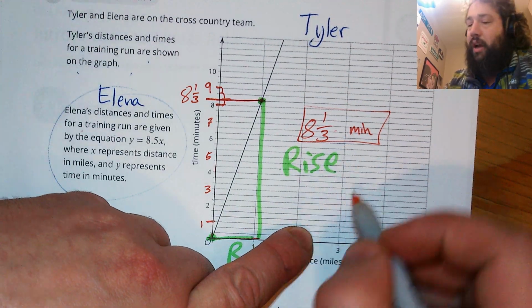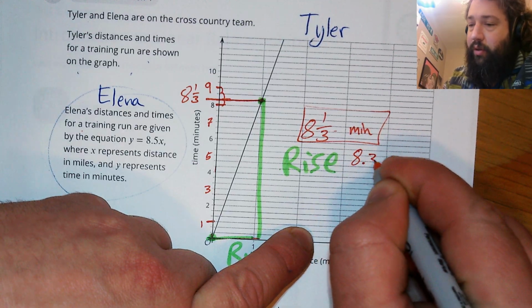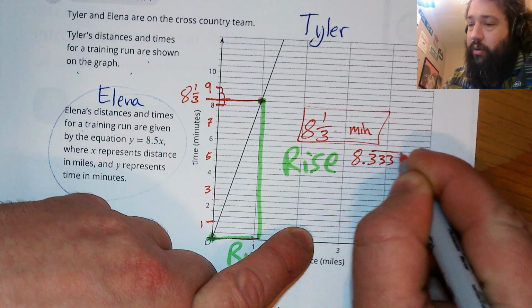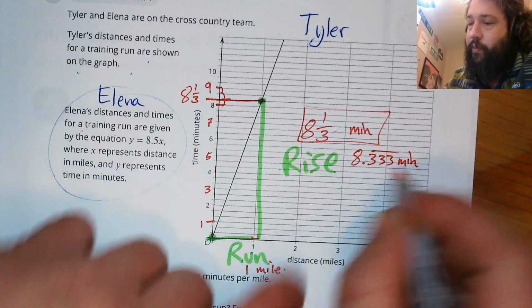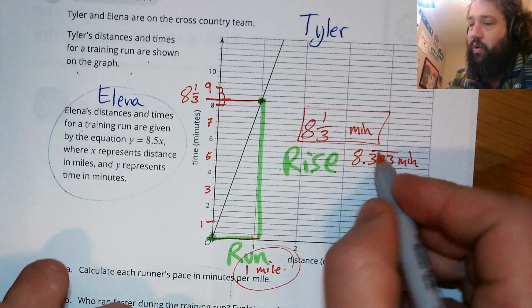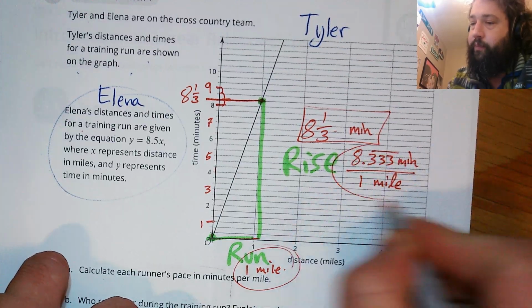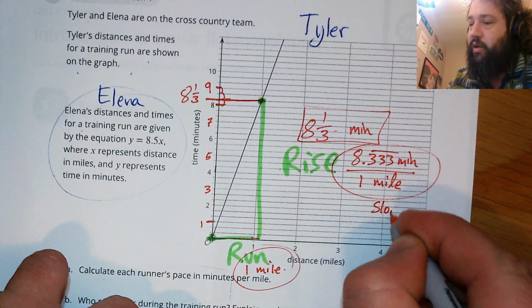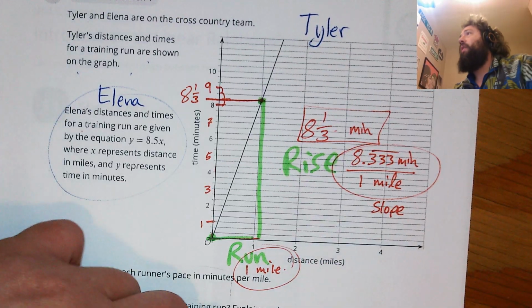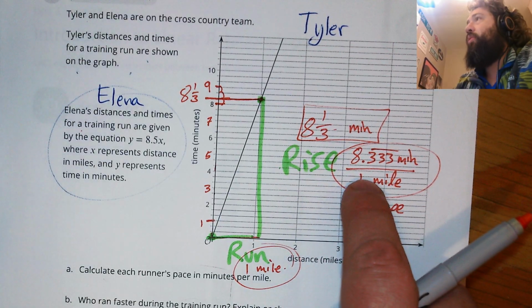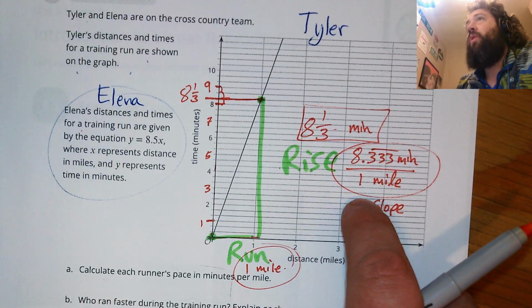When I put this into a calculator, that would be 8.3333333 minutes. And that's per 1 mile. So this is the slope of Tyler's graph. This is how long it takes him, 8.333 minutes, to run 1 mile.